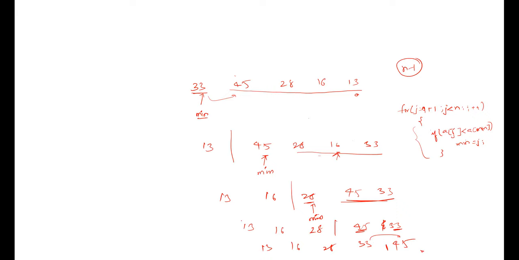Therefore, the elements are in sorted order. This is the logic I'm going to implement: first find the minimum element, and after finding it, write the logic for swap. I repeat this logic for all elements from 0 to n minus 1, i plus plus. I take the first element I started with as the minimum, and swap a of min with a of i. This is the logic.